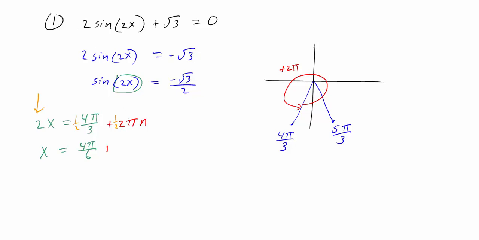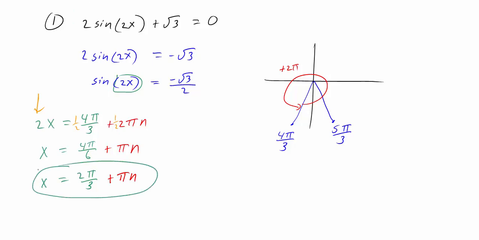So if we multiply this part by 1/2, the 2's are going to cancel, and you're left with pi times n. And of course here we can simplify this to x equals 4/6 reduces to 2 pi over 3 plus the multiple of pi n. And the important thing to realize here is that before we divide this 2 away, we need to make sure that we add in our multiple of 2 pi n because that has to be divided or multiplied. It needs to be multiplied by 1/2 or divided by 2.